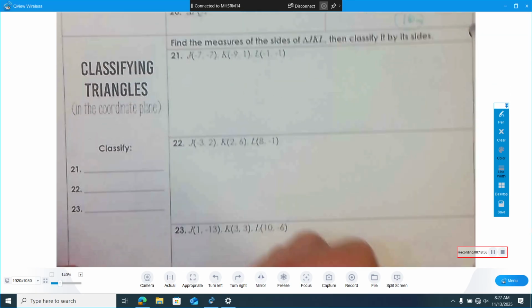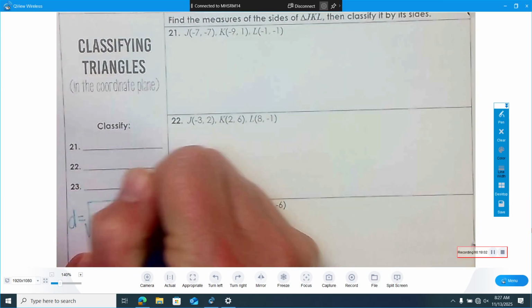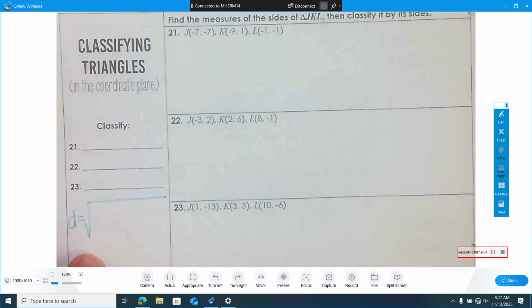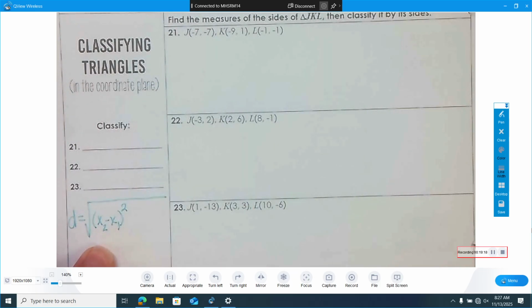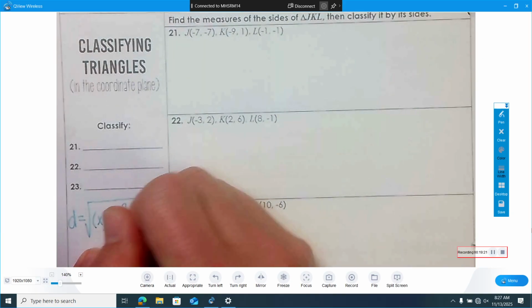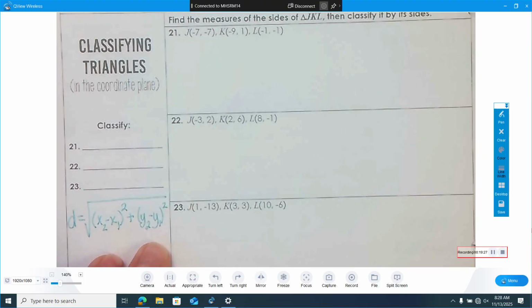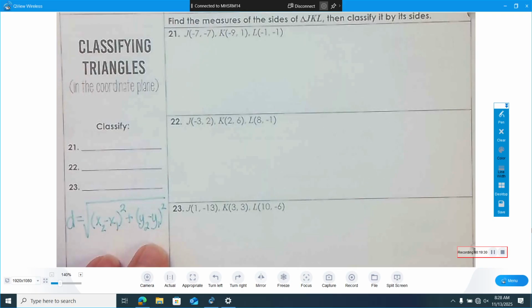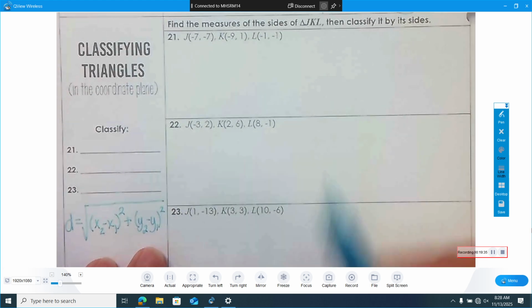So this goes right back. So here we go. The distance formula. We have ordered pairs. We did the distance formula way back at the beginning of the year. So the distance formula, big giant square root. We got to subtract our x's. x2 minus x1 quantity squared plus the quantity y2 minus y1 quantity squared. And that's all under the giant square root. So we're using the distance formula to find the lengths of the sides in a coordinate plane.